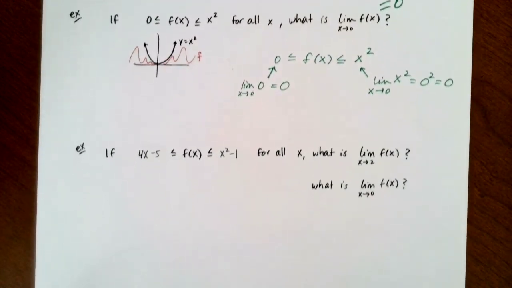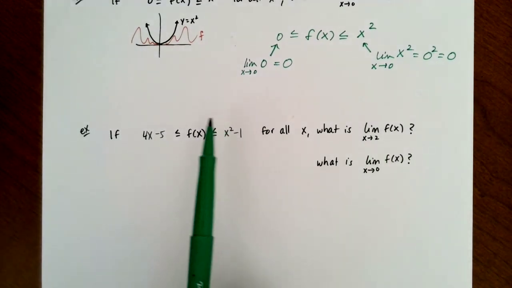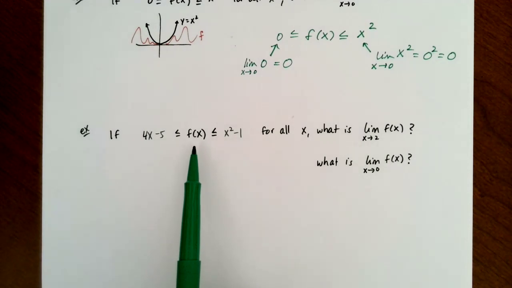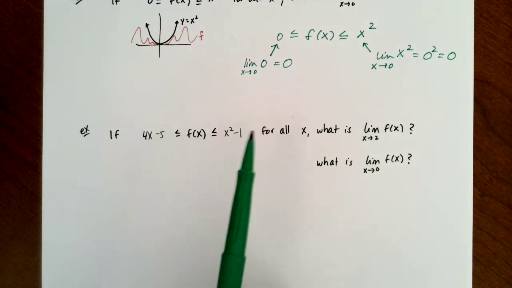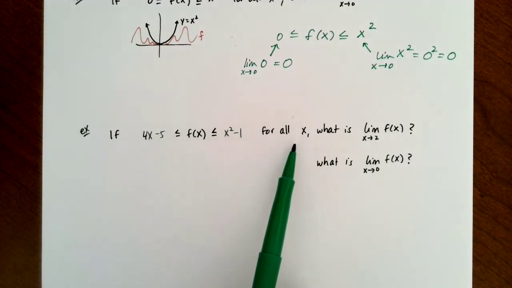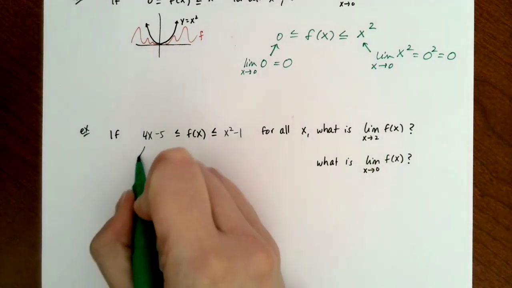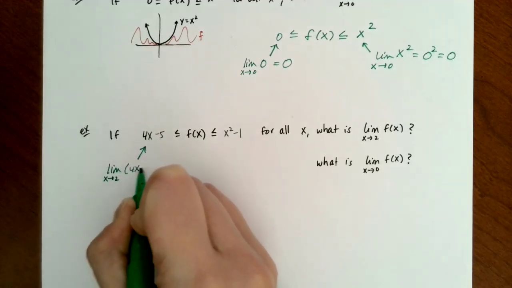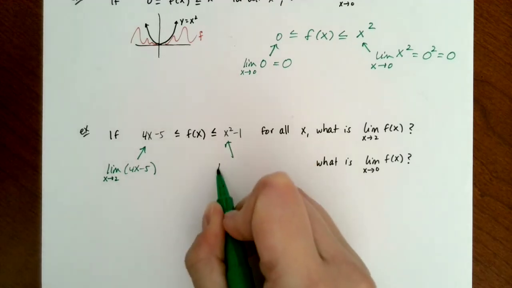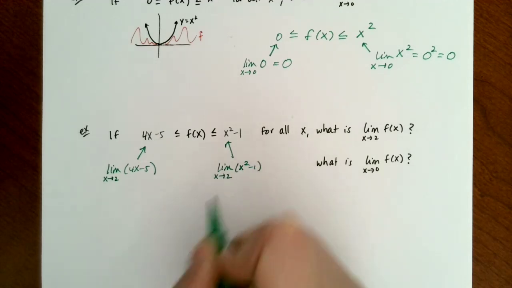Let's see the second example. It's going to go similarly, and then I have two limits that we can discuss. Again, we have a mystery function f of x, and we're being told that whatever it is, it's trapped between 4x minus 5 and x squared minus 1 for all x. The first limit we're asked to compute is x approaching 2 of our function. So I'm going to take the limit of these two functions as x approaches 2, and as long as they come out to the same number, that will be my answer.